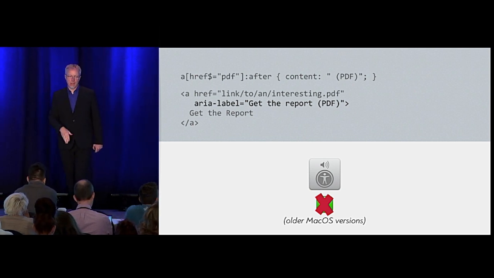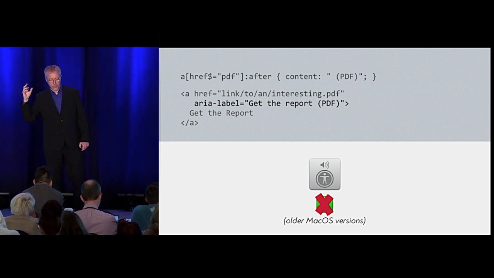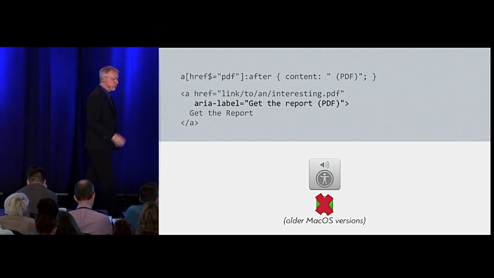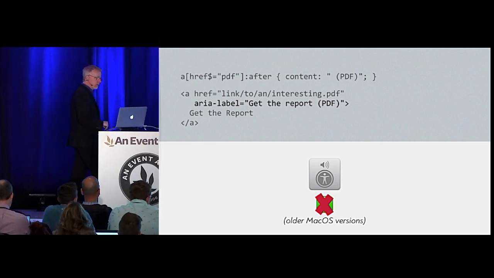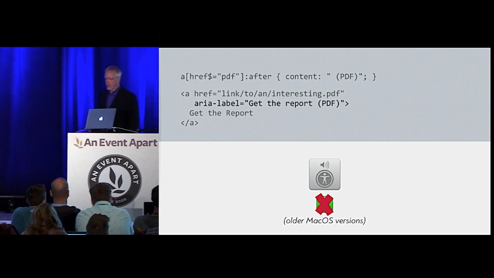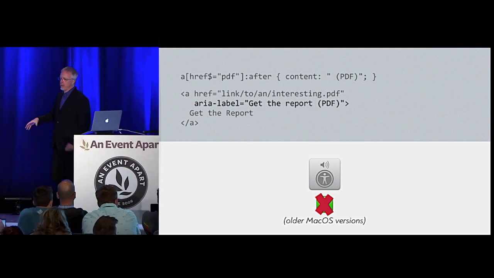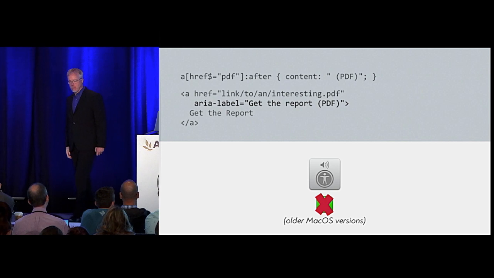In the current version of macOS, that's not what happens. It will read the Aria label, just the Aria label, if the said label exists. If not, it will read the content plus the generated content just as in one shot.